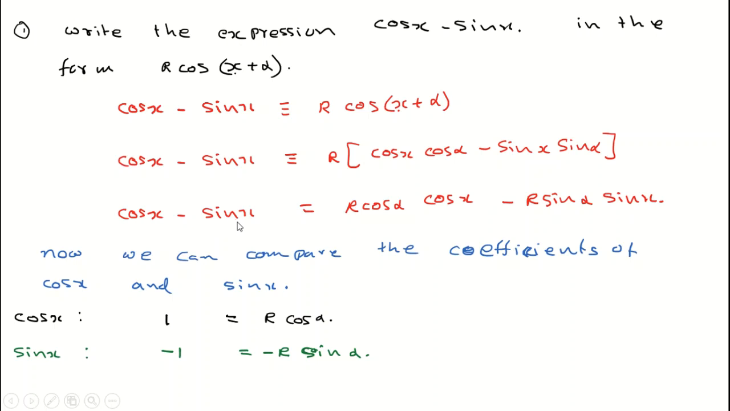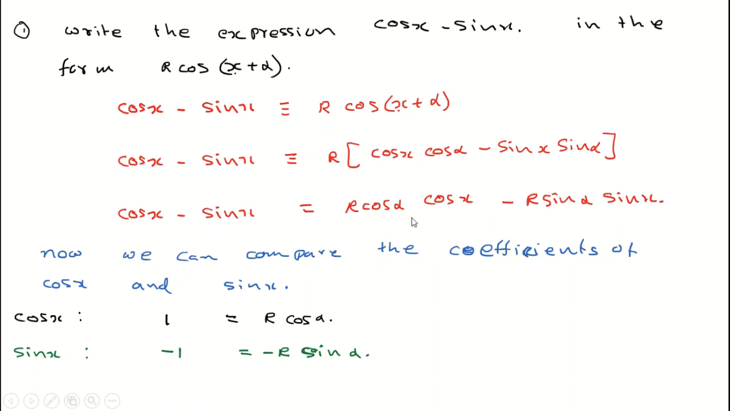From this we can get cos x minus sin x is equal to r cos alpha cos x minus r sin alpha sin x. I just switched these two: this cos x into cos alpha I wrote as cos alpha into cos x, sin x into sin alpha I wrote as sin alpha into sin x. I don't think it's a big problem for you all.